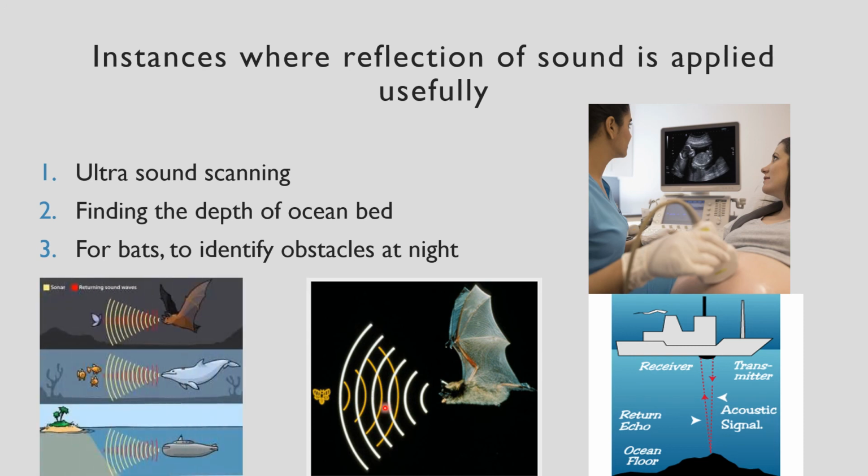And this method is used by aquatic animals like whales and dolphins, and by modern equipment like submarines, modern vessels like submarines, to detect the distance between the land and the vessel. So these are the instances where reflection of sound waves is used in application.